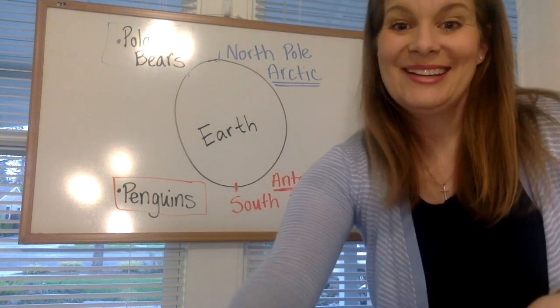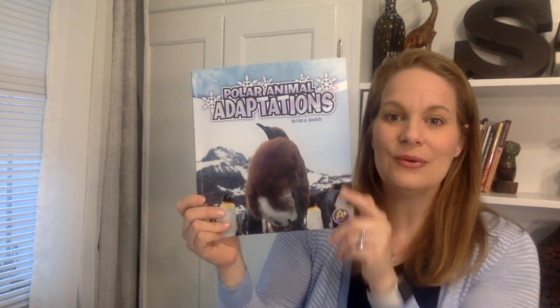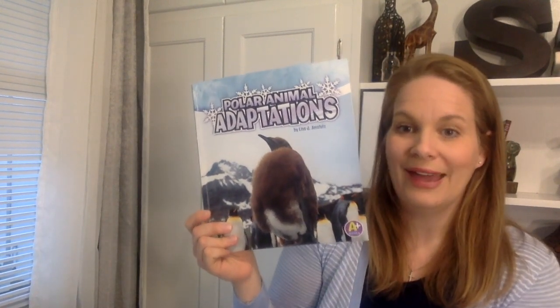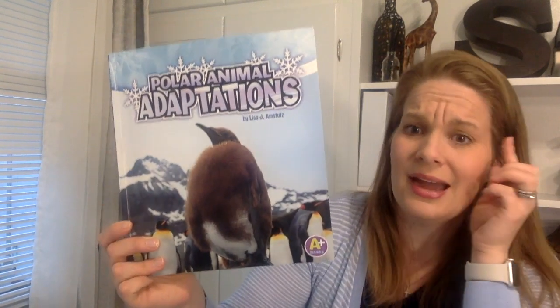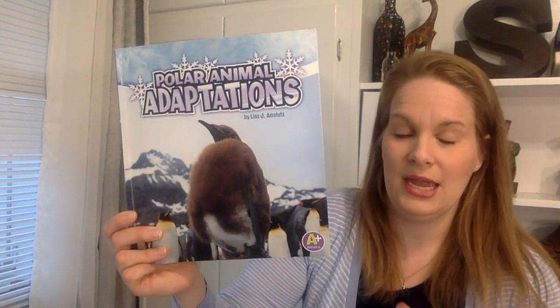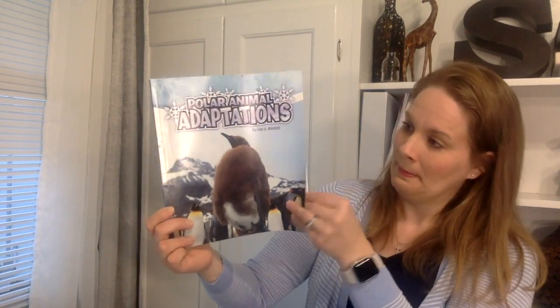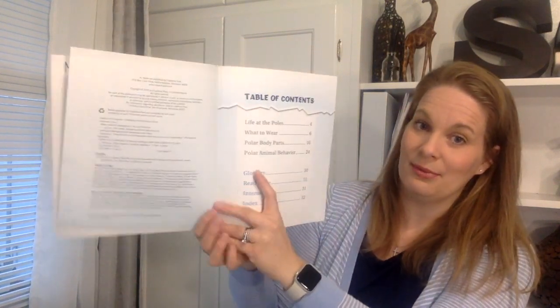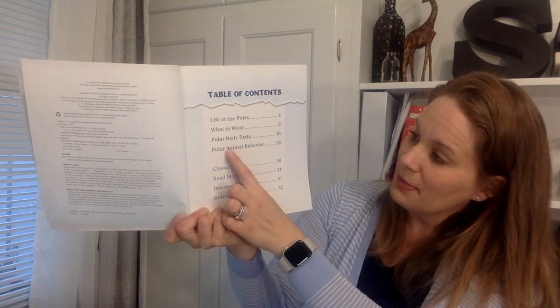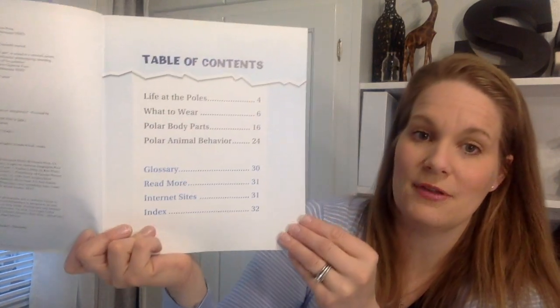Here we go. All right, scientists, so here's our book, Polar Animal Adaptations. And on the front, it has penguins, which immediately I think South Pole, the Antarctic. The table of contents: life at the poles, what to wear, polar body parts, and polar animal behavior.